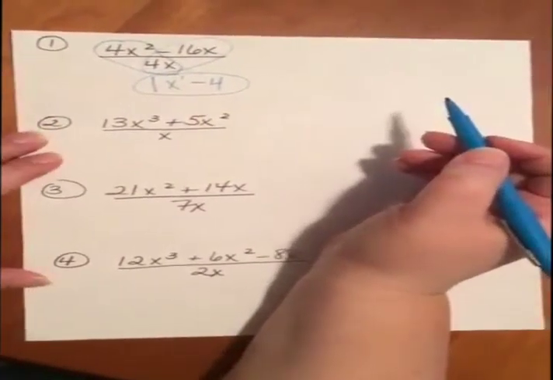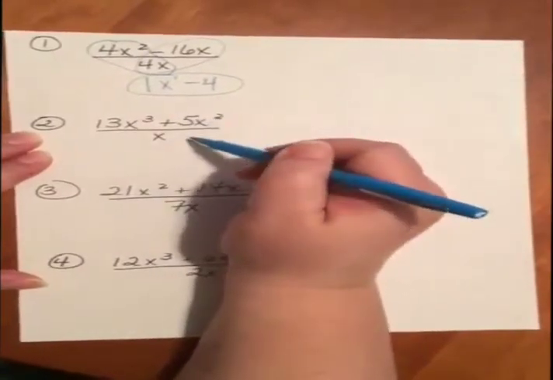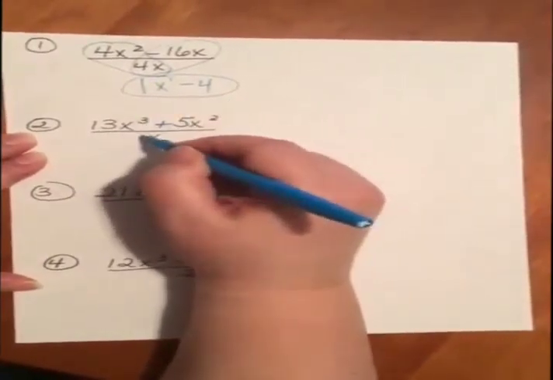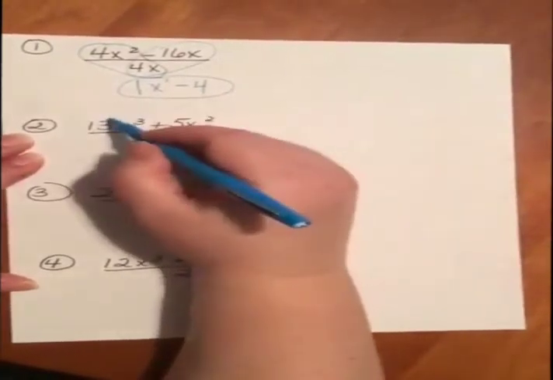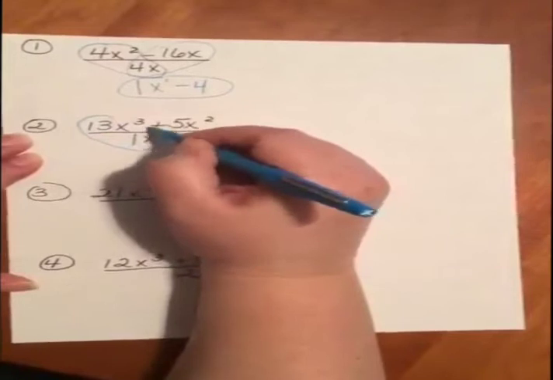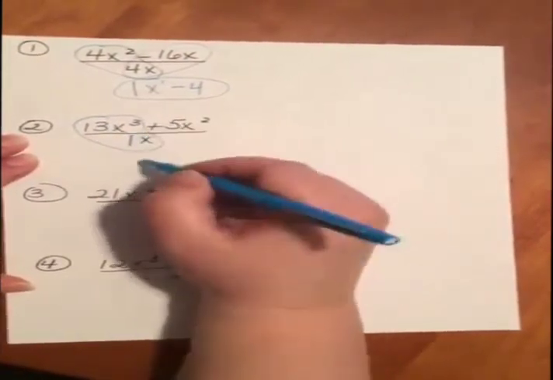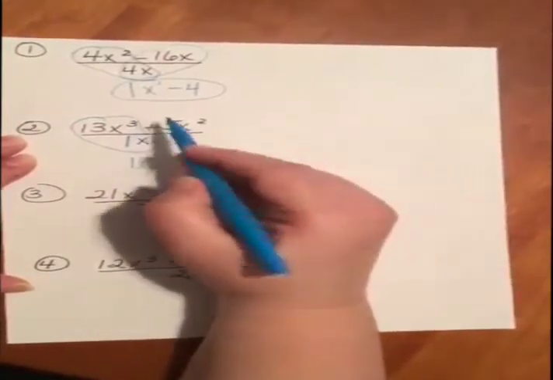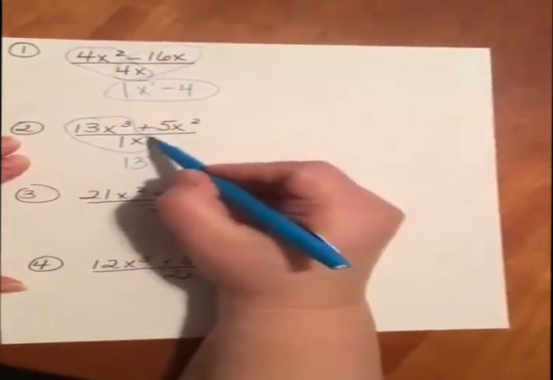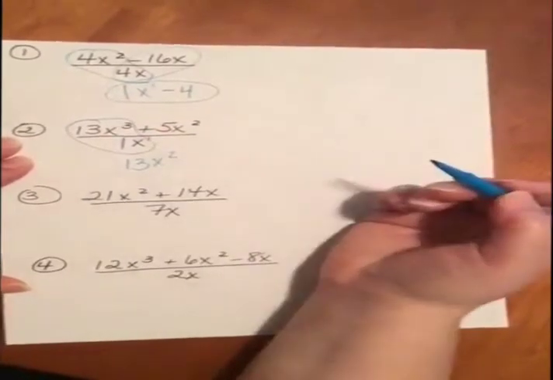For practice problem number 2, 13x cubed plus 5x squared divided by x. There's an imaginary little 1 in front as the coefficient. Remember, you take the top term and divide it by the bottom term. So 13 divided by 1 is 13. There are 3 x's on top, 1 x on the bottom. So 3 minus 1 is x to the second power.